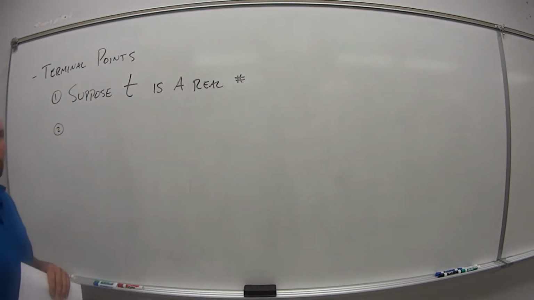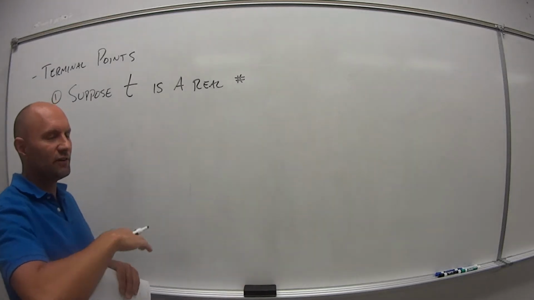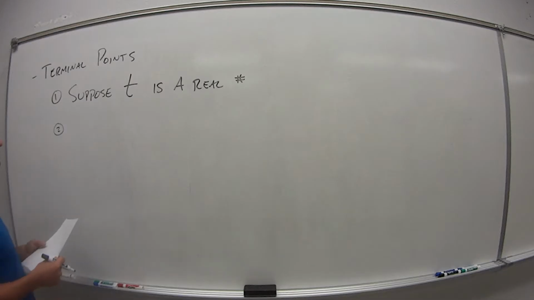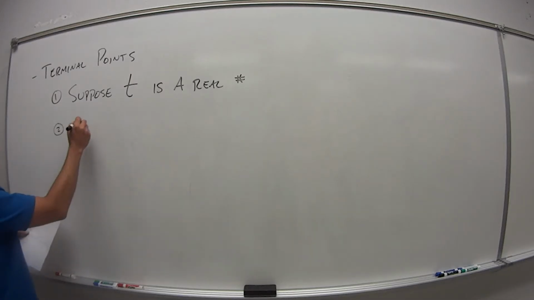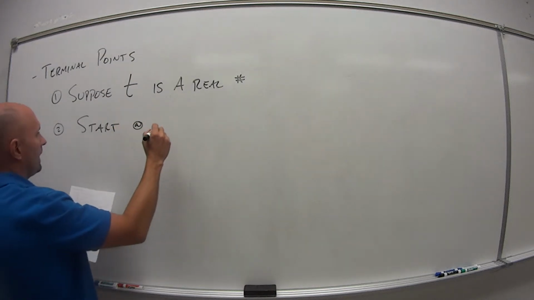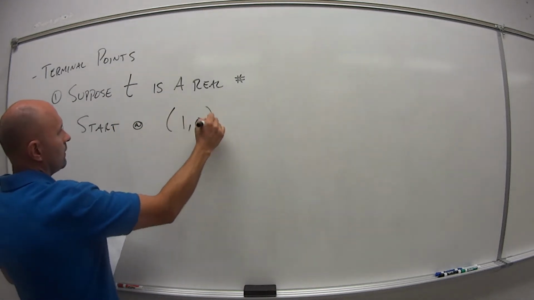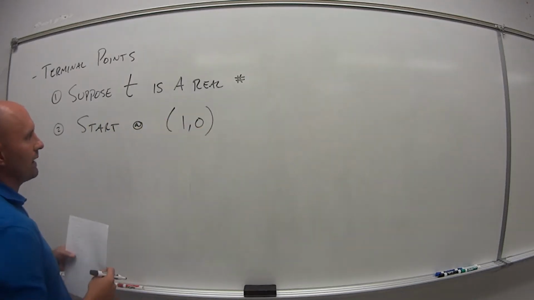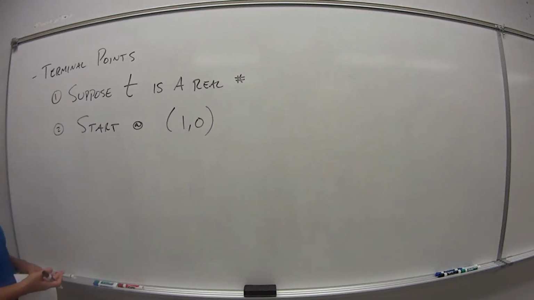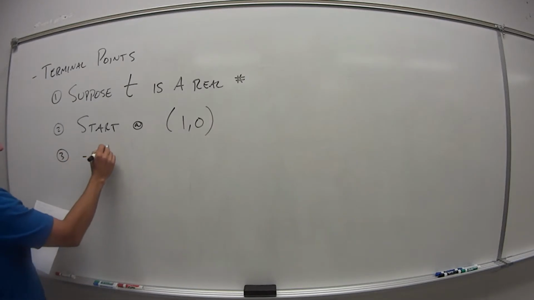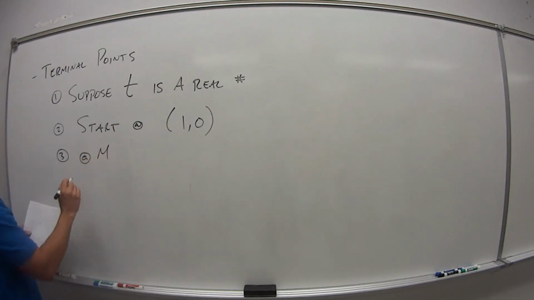So t is our terminal point. We're moving a distance t around the circle, and we want to know what that terminal point is. So we're going to start at 1, 0. So on our unit circle, the value out to the right on the x-axis, 0 radian measure, or 0 degrees. So we have 3a and 3b.